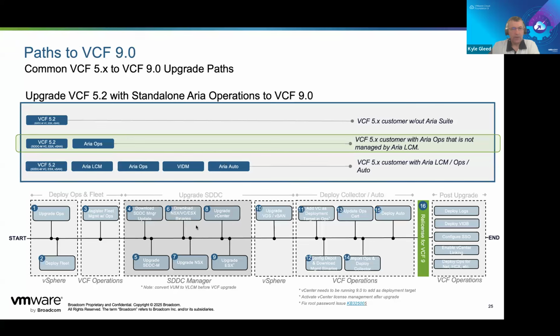Update the SDDC manager. Here again, we download the binaries, and then we upgrade NSX, vCenter, and ESX, and we'll build an upgrade plan and let the SDDC manager guide us through this process. Take care of our VDS and vSAN versions, and then we go in and complete our configuration of the operations and the operations fleet manager, update our certificate, deploy the collector, and then deploy automation. So we get to the same end state here.